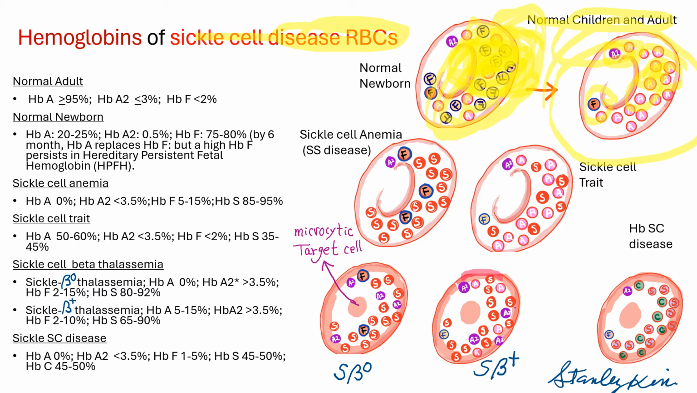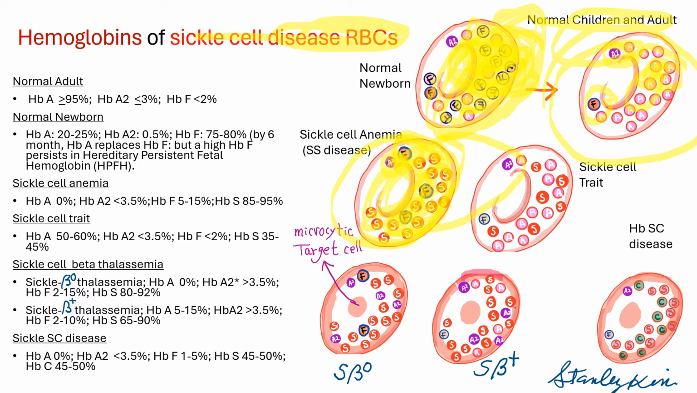However, in sickle cell anemia, patients have no hemoglobin A because there are no beta globin genes. So all the hemoglobin F is replaced by hemoglobin S. Look at this picture. Hemoglobin S accounts for 85 to 95% in sickle cell anemia. And there is some hemoglobin F, 5 to 15%. Hemoglobin F, as it holds the oxygen, deters the sickle cell formation. And there is a little bit of hemoglobin A2.